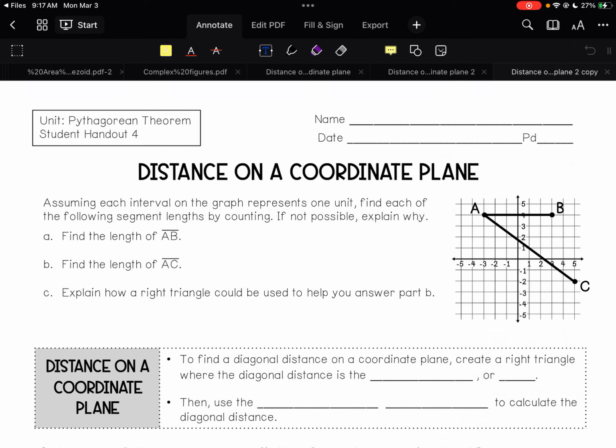Alrighty guys, welcome back. We are going to be doing distance on a coordinate plane today. So today we are trying to find the distance of 2 points on a coordinate plane. We're going to use our Pythagorean theorem to do that.